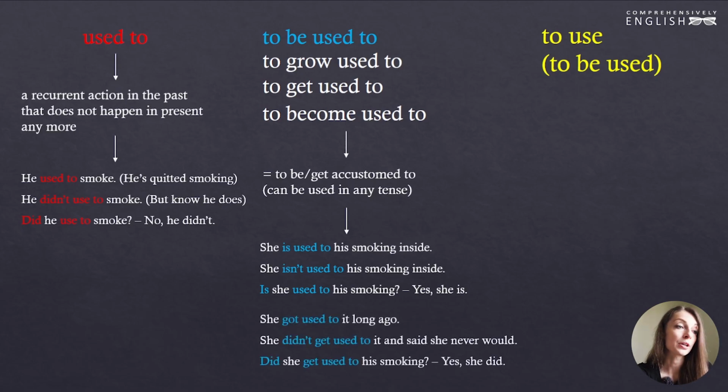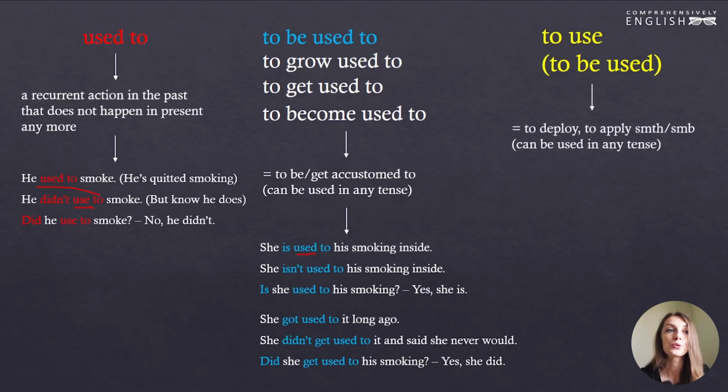She got used to it long ago. She didn't get used to it and said she never would. Did she get used to his smoking? Yes, she did. Please pay attention that in this case, used to is a verb. So that's why we say didn't use to. The ending ed went to didn't. While in these examples, it's the participle, so we still keep the ending. She is in what state?